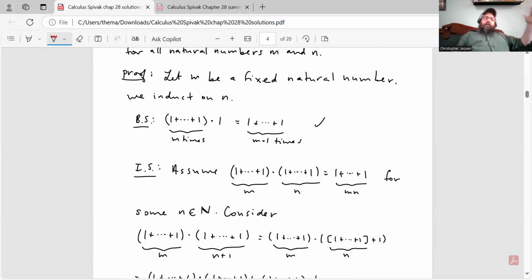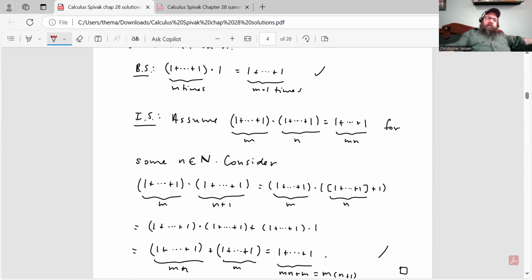by induction. So let m be a fixed natural number. We induct on the number n. So here's the base step. If we take the sum of 1 with itself m times, times the number 1, we get the sum of 1 with itself m times, because when you multiply anything by 1, it doesn't change the value, right? 1 is the multiplicative identity. Right, then we move on to the inductive step.